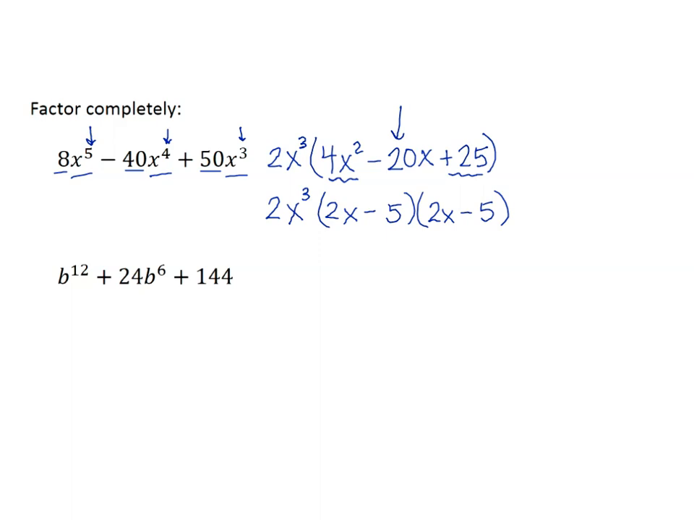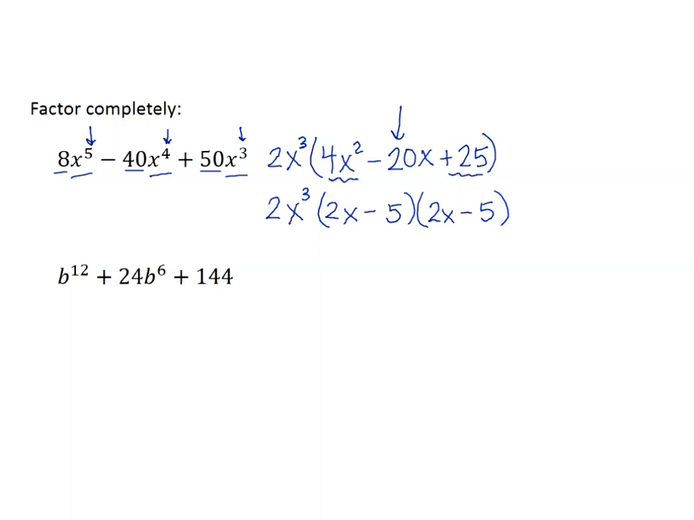Here, I don't have any GCF that I can take out because my first term has no number, has no coefficient. So there's not something that I can divide all the numerical parts by. And then my last term has no variable part. So there's nothing that I can take out in terms of the variable. So this is already factored as far as taking out the GCF.